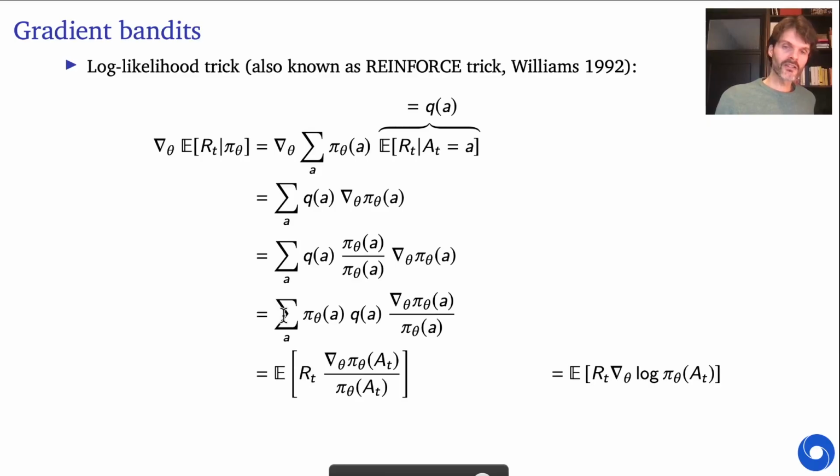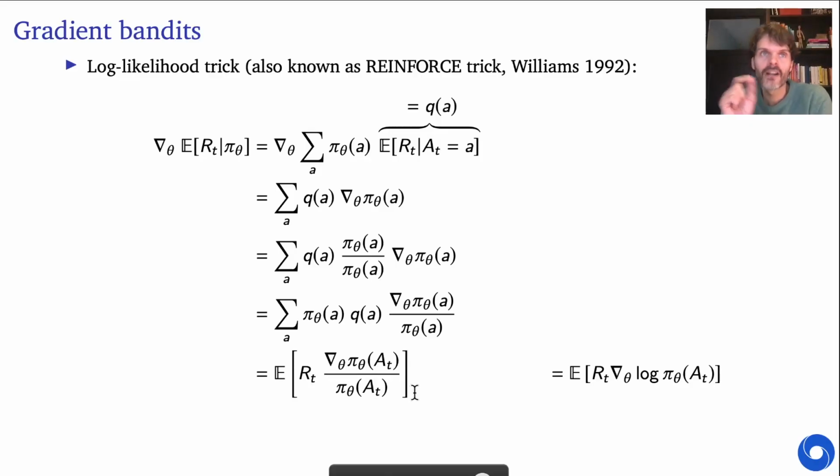And then we know that we have something that is of the form of an expectation again. We have a summation over actions of the probability of selecting an action and then some term that depends on the action somehow. So let's write this back as an expectation, where this can be written as the expectation of the random reward. So we replace this expectation of the reward with the random reward inside the expectation again. And this gets multiplied by this kind of weird looking ratio, which is the gradient of the probability of selecting action A_t divided by that same probability.